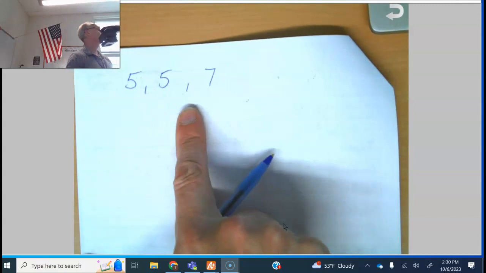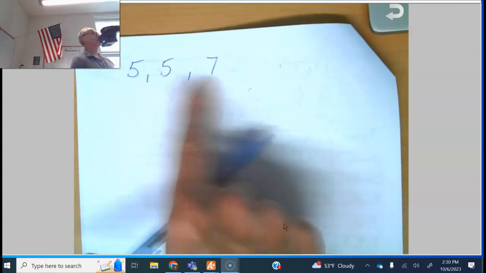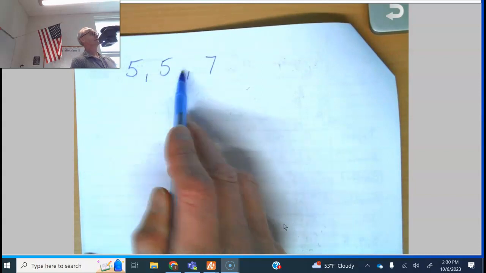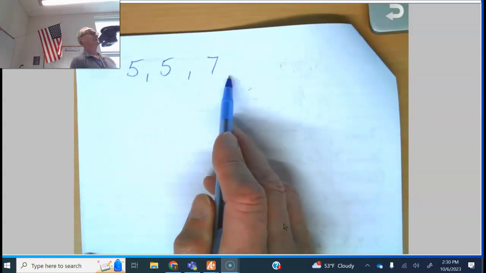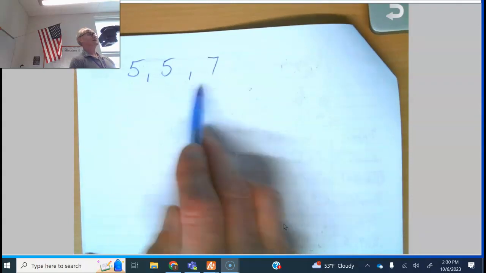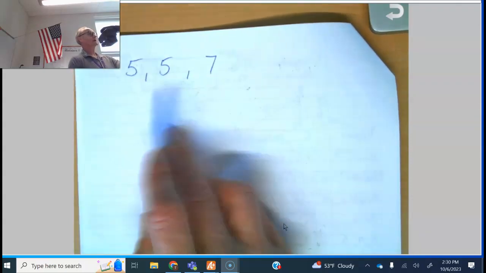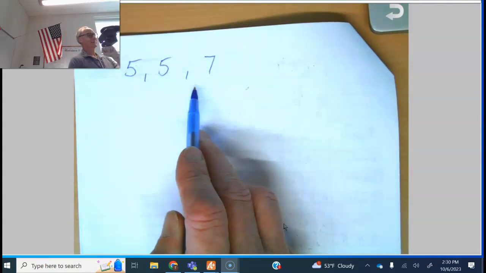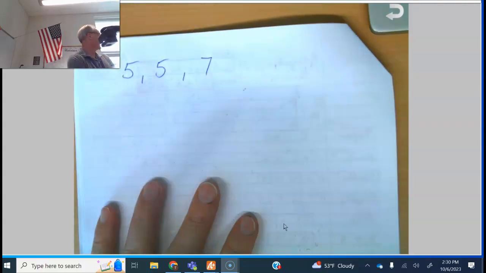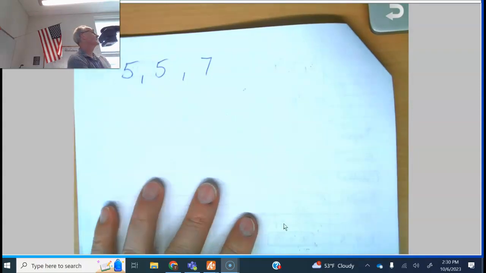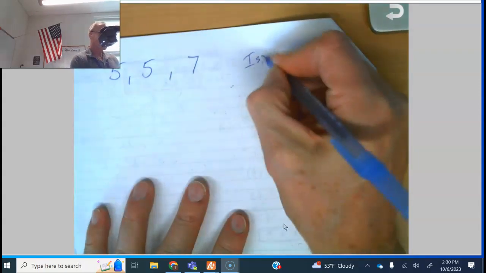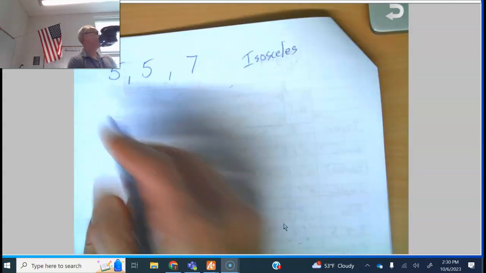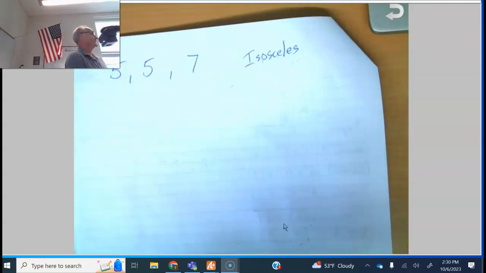Our first one's going to be 5, 5, 7. I want to know, what kind of triangle is this? Guys, before you ever do anything else, can you tell what kind of triangle it is? With two sides equal? It's based on the sides. Remember? If no sides are equal, it's scalene. If two sides are equal, isosceles. This is isosceles. Now, we're going to use the A squared plus B squared and compare it with C squared to see what kind it is.